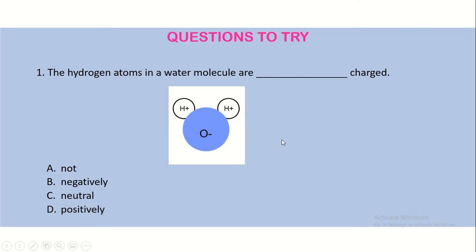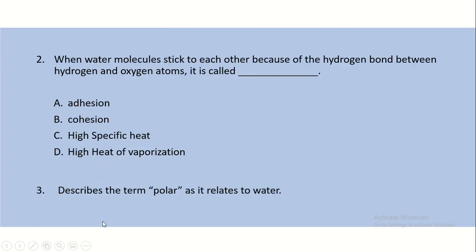So for the first question, the hydrogen atoms in a water molecule are blank charged. A, not charged. B, negatively charged. C, the hydrogen atoms in water molecules are neutral charged, and D, positively charged.